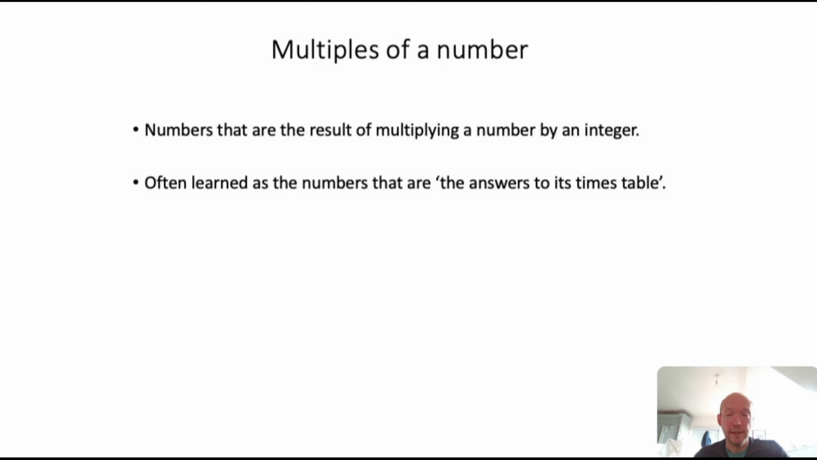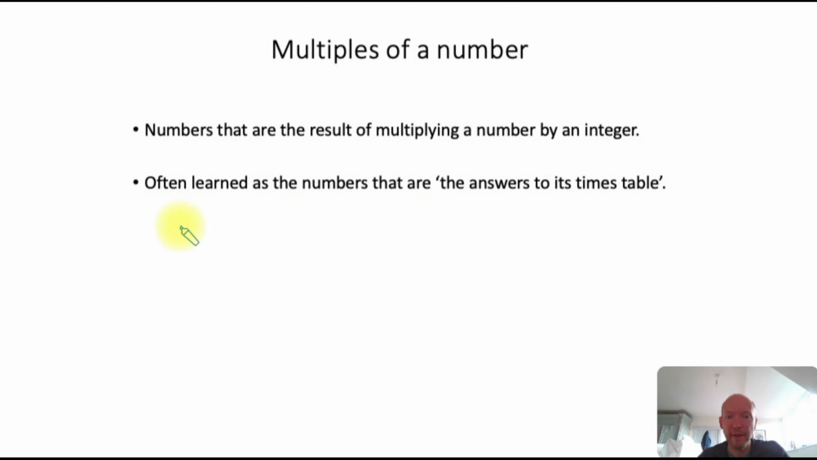Okay, as well as factors, we have multiples. Now, multiples are the result of multiplying a number by an integer. That's a sort of more technical maths definition. Also, students quite like this as the numbers that are the answers to its times tables, which I think is, again, a perfectly fine alternative definition.